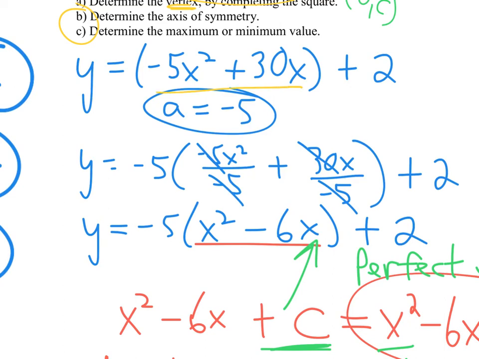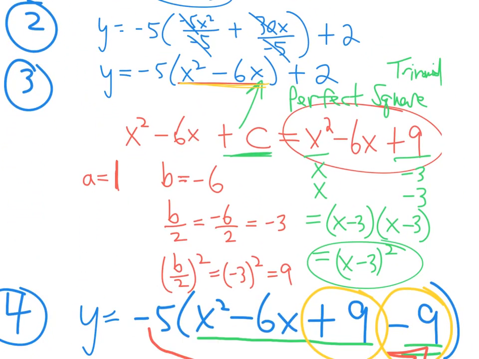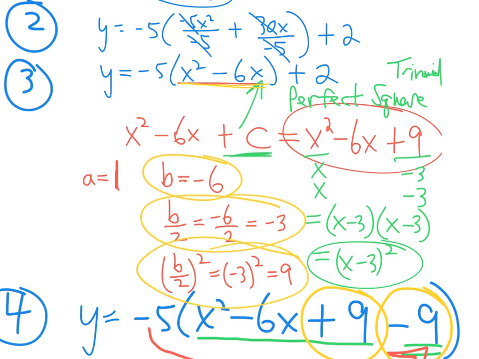We bracket the first two terms. We common factor the a value out. That leaves us with a simple trinomial in the bracket. Then we consider that b is negative 6, that half of b is negative 3, and half of b squared is 9. And by adding 9, we complete the square and create a perfect square trinomial.